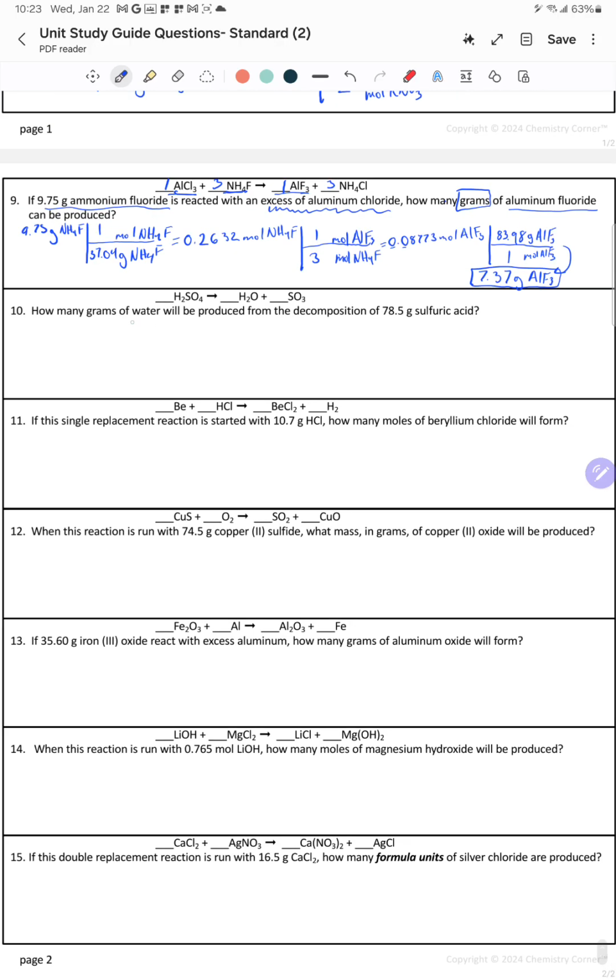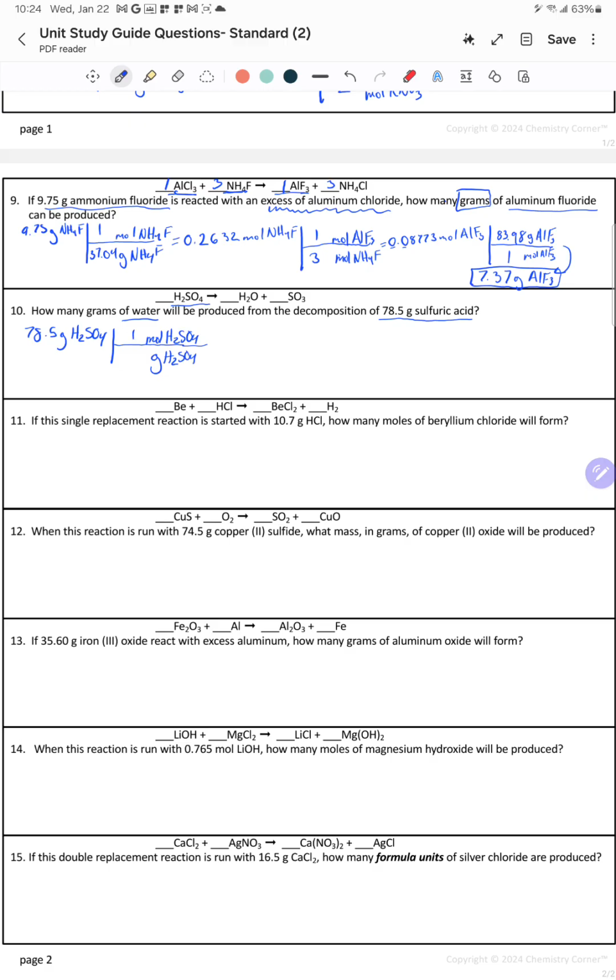So it says how many grams of water, so I'm looking for water, will be produced from a decomposition reaction of 78.5 grams of sulfuric acid. So once again, I've got to go from grams to moles. So I need to get to sulfuric acid. Acids always begin with hydrogen, and since it's decomposed, I know this is the only one it could be. So I need to go to 78.5 grams of sulfuric acid to moles of sulfuric acid from grams of sulfuric acid.